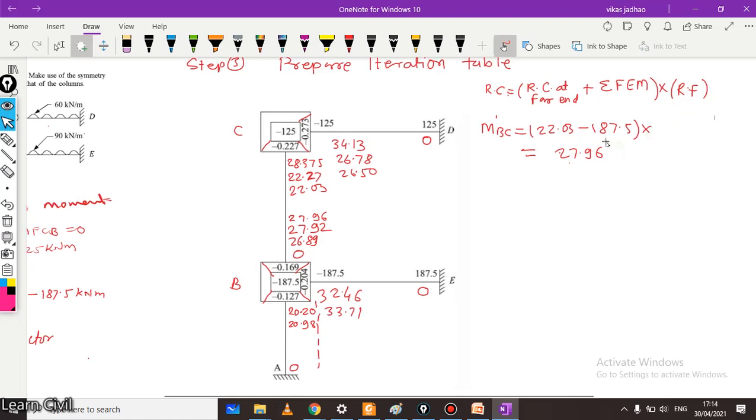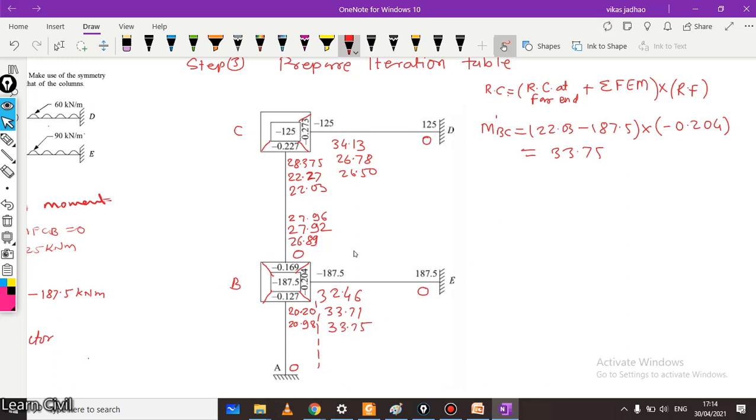Now we have to find out the rotation contribution for BE. These values will be same, only the rotation factor will be changing, this will be minus 0.204, so this value will be equal to 33.75. So write down this value here for BE, 33.75.